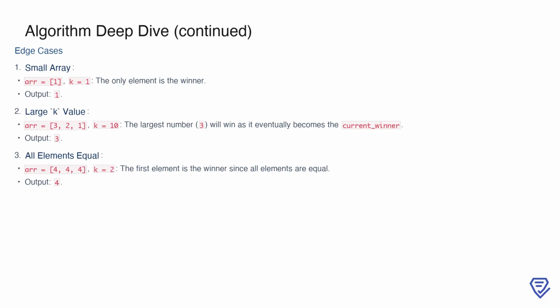Another interesting scenario is when all elements are equal, such as 4, 4, 4, with k equals 2. Here, the first element wins since every comparison results in a tie, and consecutive_wins increments without resetting. The output would be 4. These examples highlight how the algorithm effectively handles a wide range of input configurations while maintaining its efficiency.